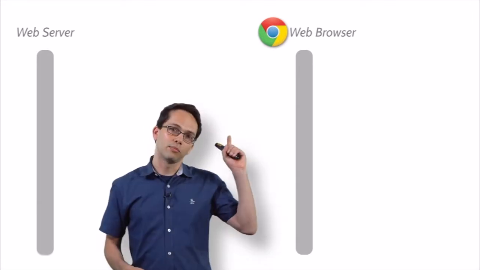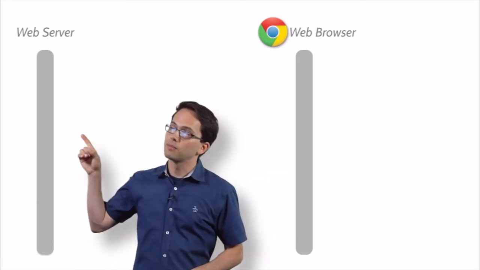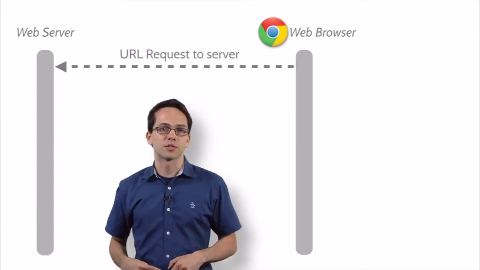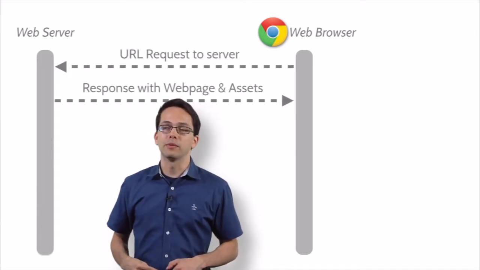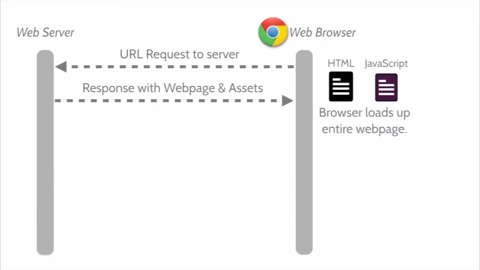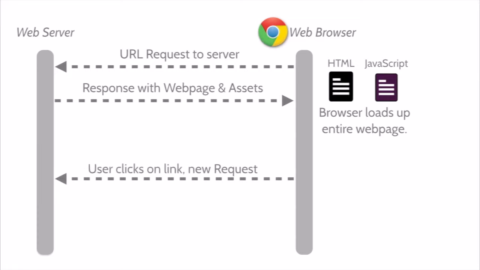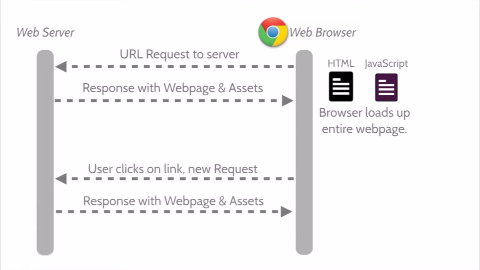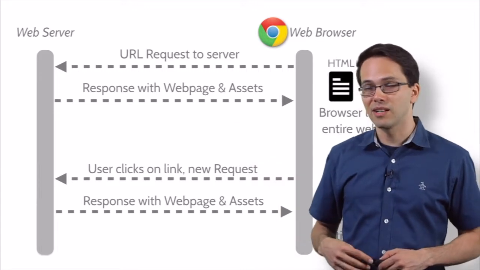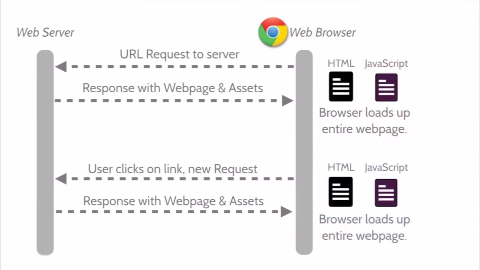So here we have our browser and our web server. And our browser is going to initiate a request to our server. The server responds with the web pages and assets, the HTML and JavaScript, and our browser loads up the entire web page. But when the user clicks on a link, initiates a new request, and the server responds with the new web page and assets, the browser is going to load up the entire web page again. Obviously, laid out like this, it's not quite efficient.